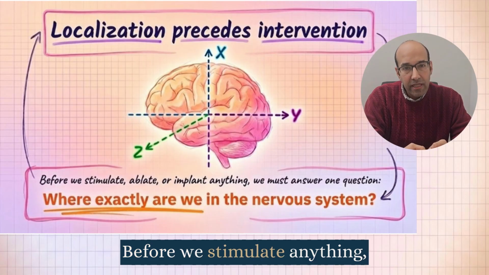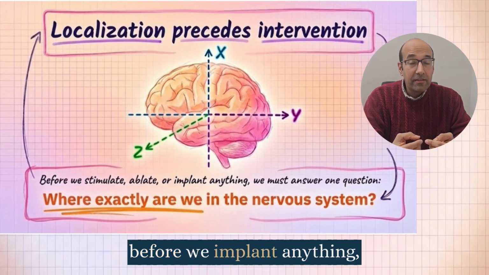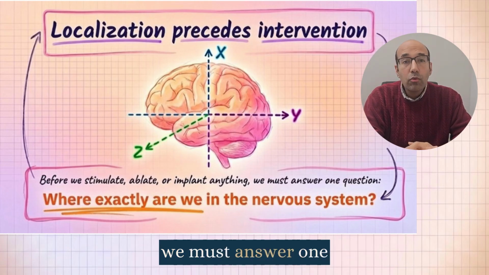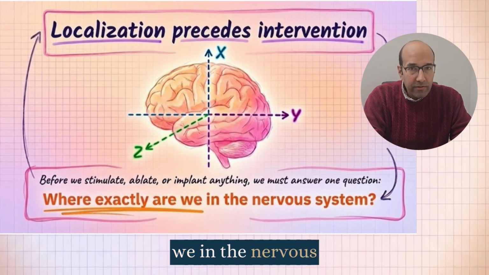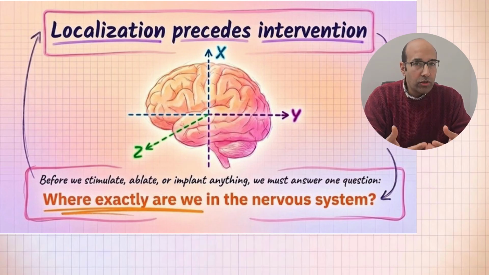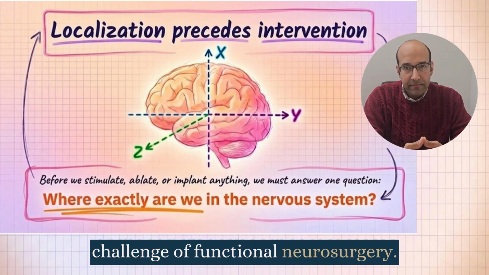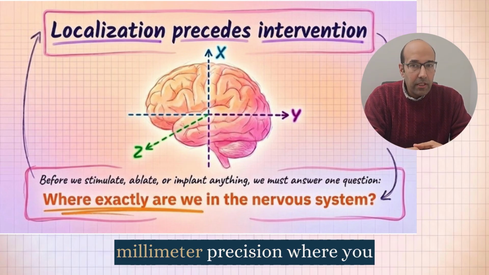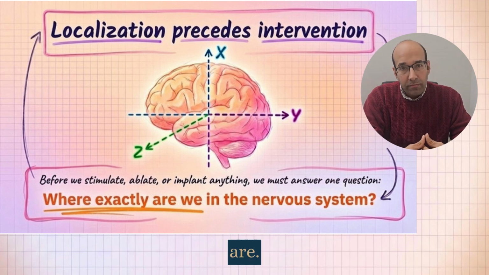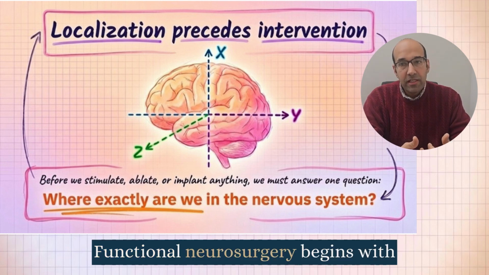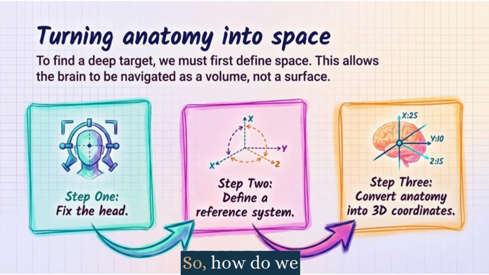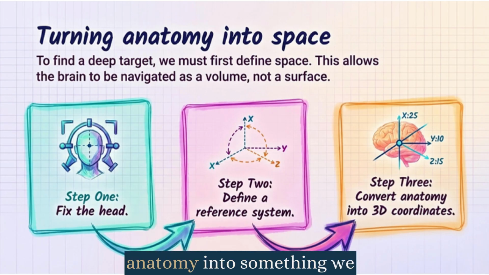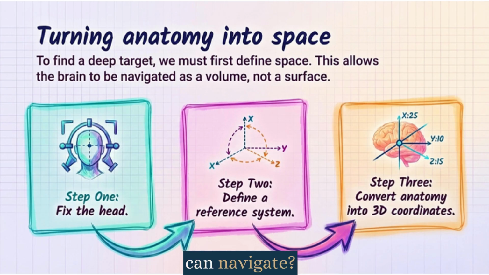Before we stimulate anything, before we implant anything, we must answer one question. Where exactly are we in the nervous system? This is the core challenge of functional neurosurgery. It's about knowing, with millimeter precision, where you are. Functional neurosurgery begins with localization, not intervention. So, how do we solve this problem? How do we turn anatomy into something we can navigate?